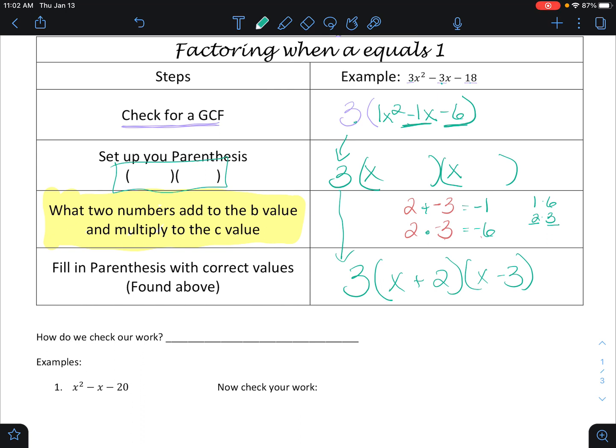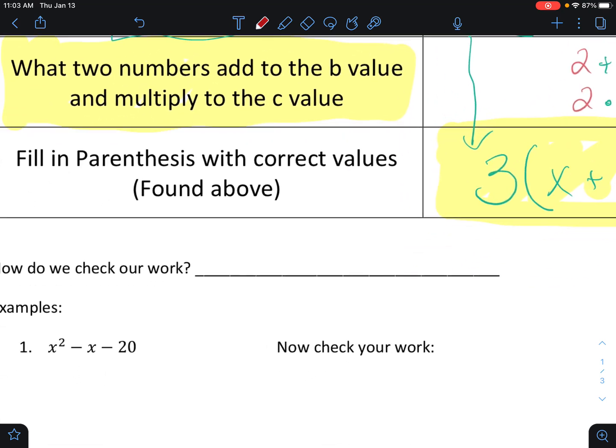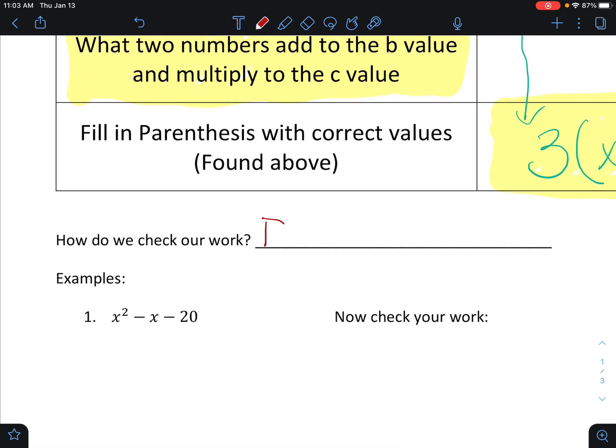Now remember, this looks like what you guys did on the very first day, notes number 0, where after doing this, we would set this equal to 0 and solve it. So you'd set all your little pieces equal to 0 to solve. Now, how do we check our work? We distribute to check our work. And we will practice doing that down here.